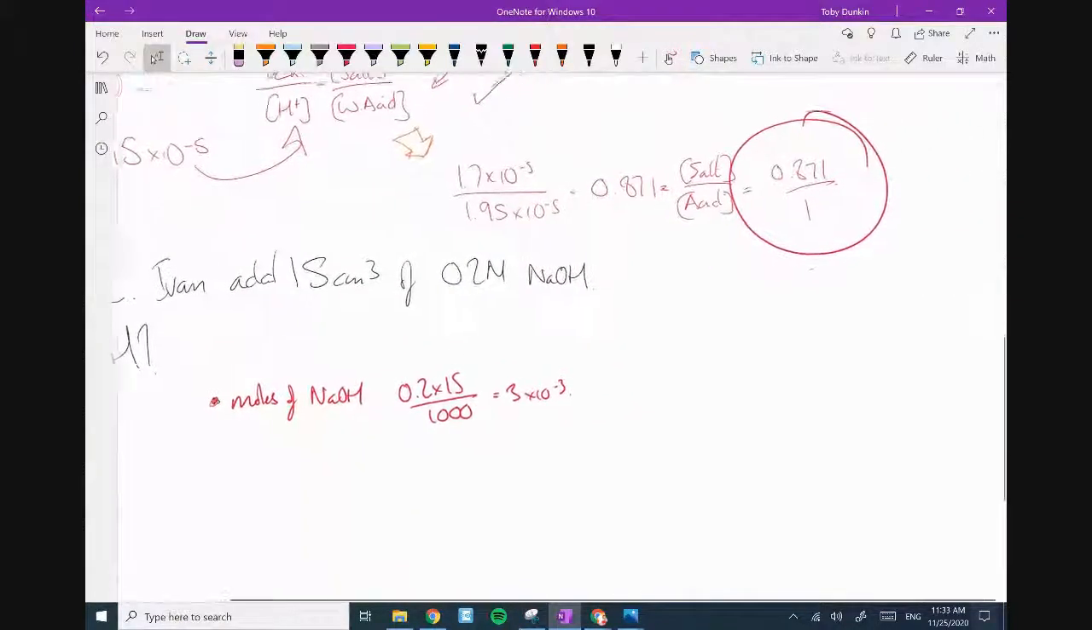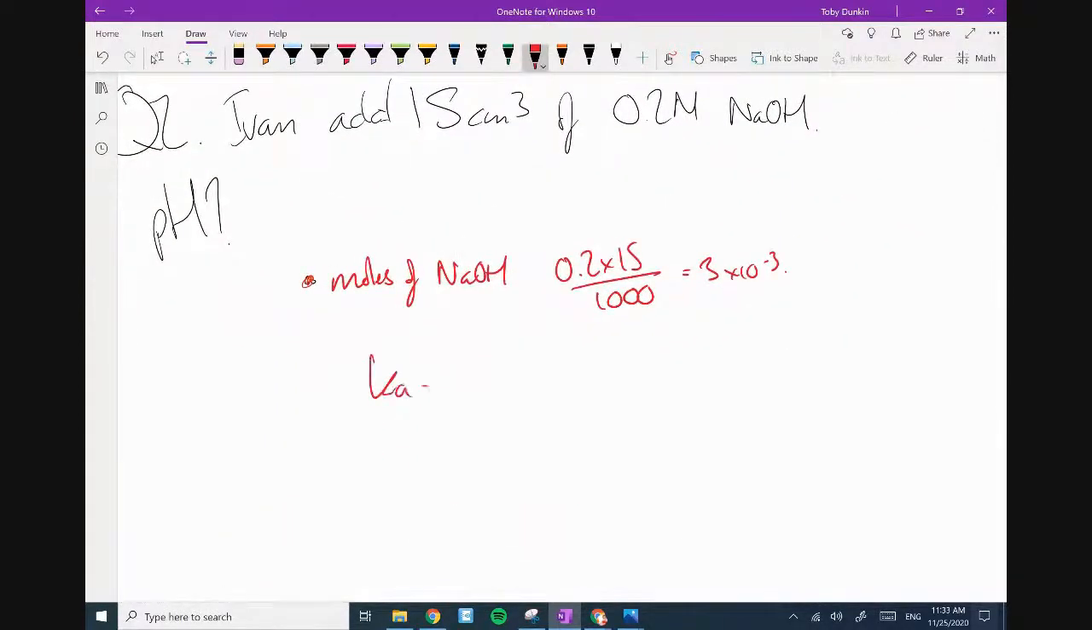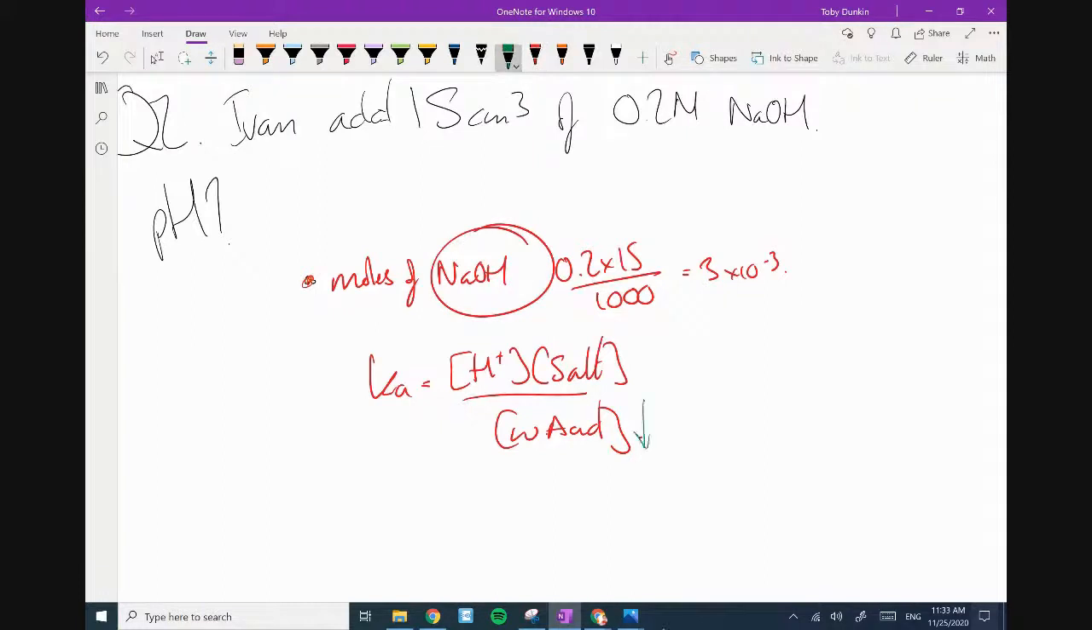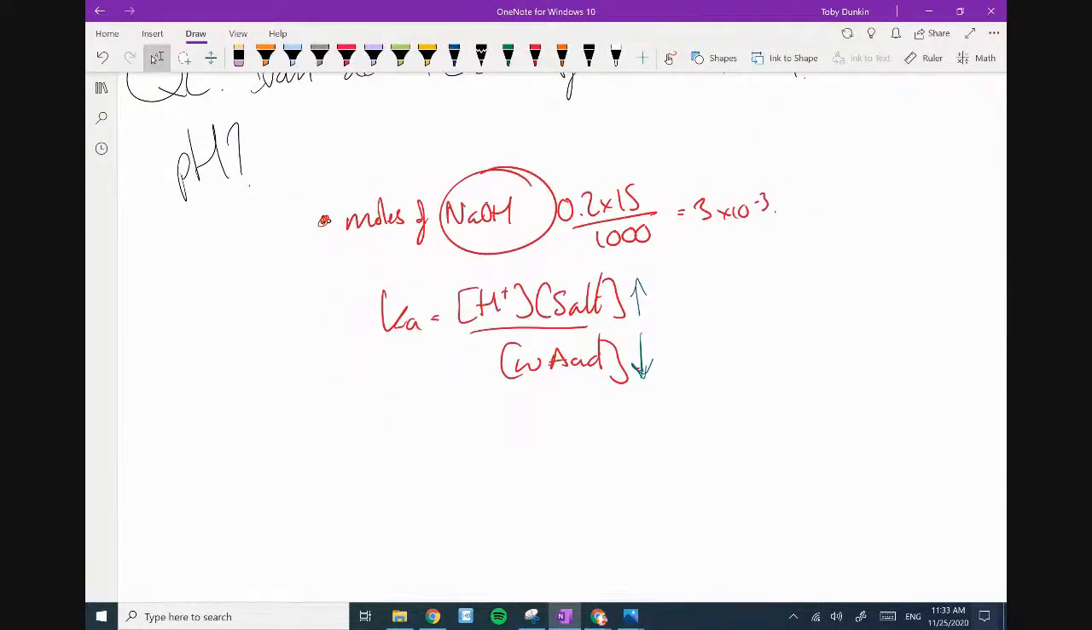So we've added sodium hydroxide. We know that in this roadmap, Ka equals [H+] times salt, all over weak acid. He added a base. The base is going to pull down the acid, and it's going to increase the salt. You don't even know the concentration, but does it matter? We've got a ratio between them, and we know that the ratio is going to remain almost constant.